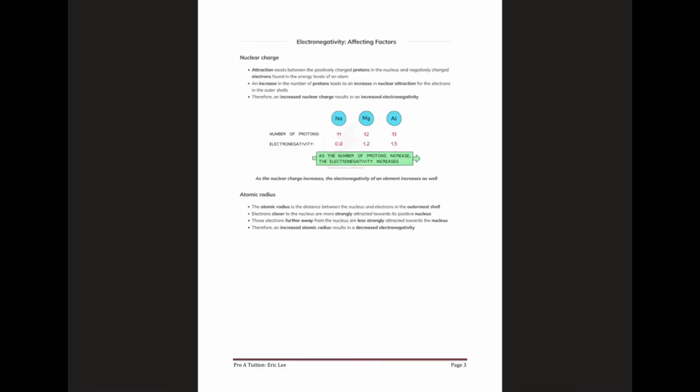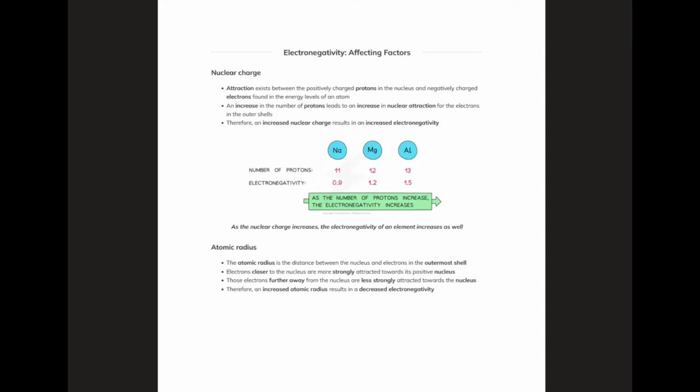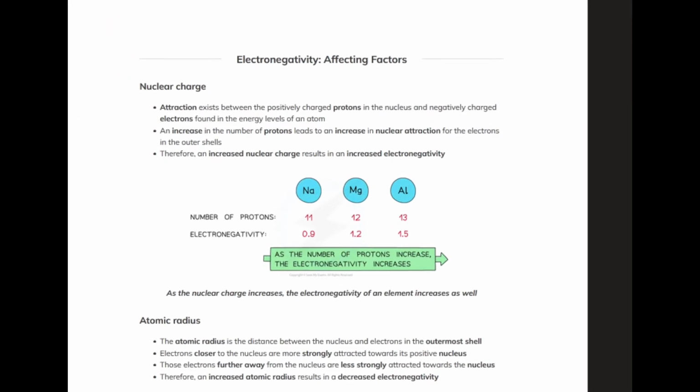So let's move on. Okay, here, electronegativity affecting factors. So the first factor that affects electronegativity is the nuclear charge. Nuclear charge means the charge due to the protons.